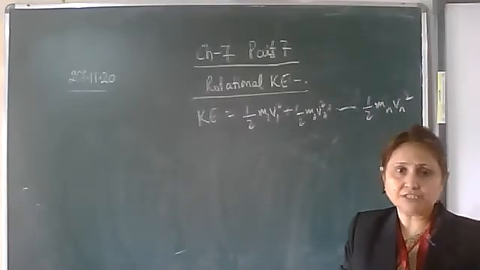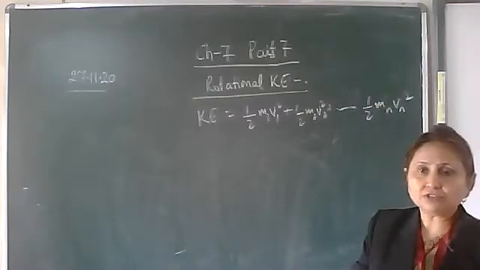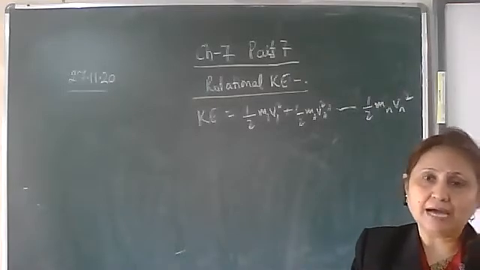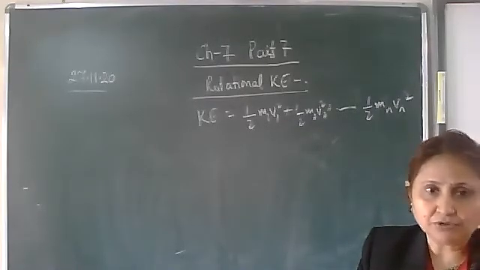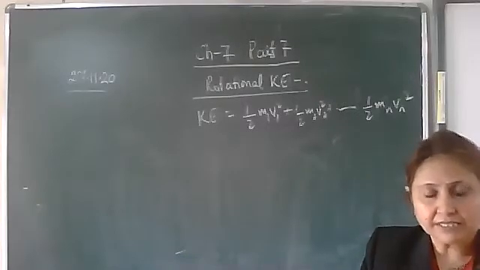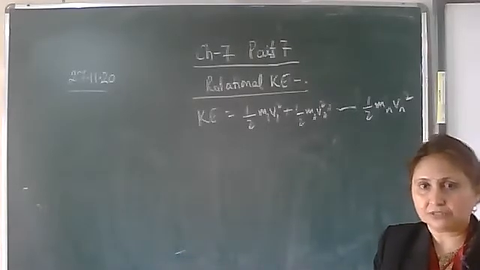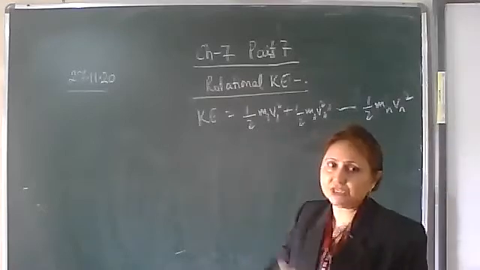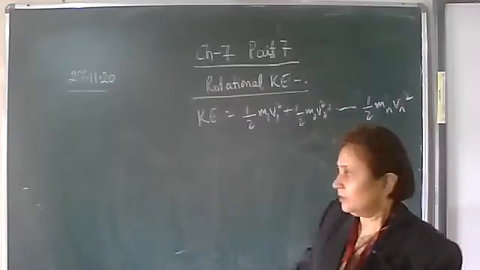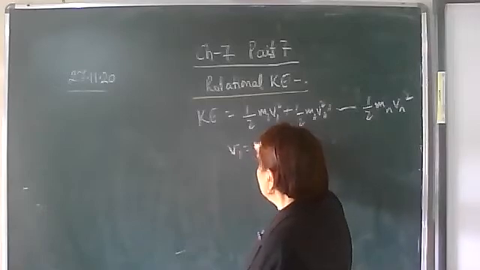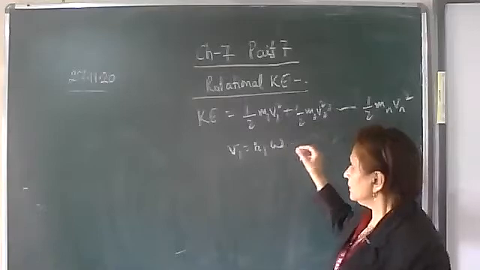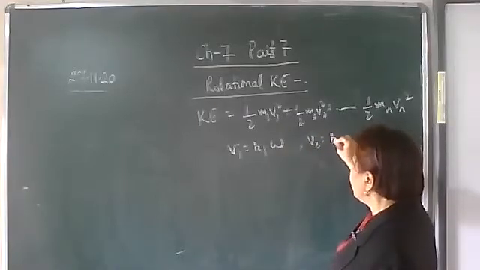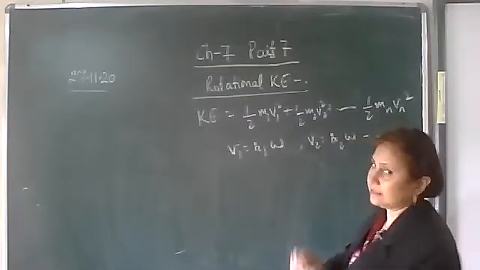Now, as the body is rotating, the linear velocity is related to the angular velocity. All these expressions we have studied in uniform circular motion. How is v related to angular velocity? How is linear acceleration related to angular acceleration? We know that v is equal to r omega. v1 will be equal to r1 into omega, where omega is the angular velocity. In the same way, the velocity of the second particle will be r2 into omega, and so on.